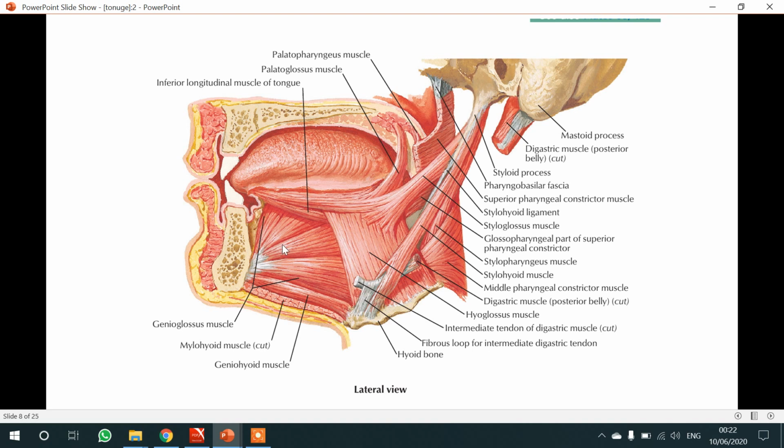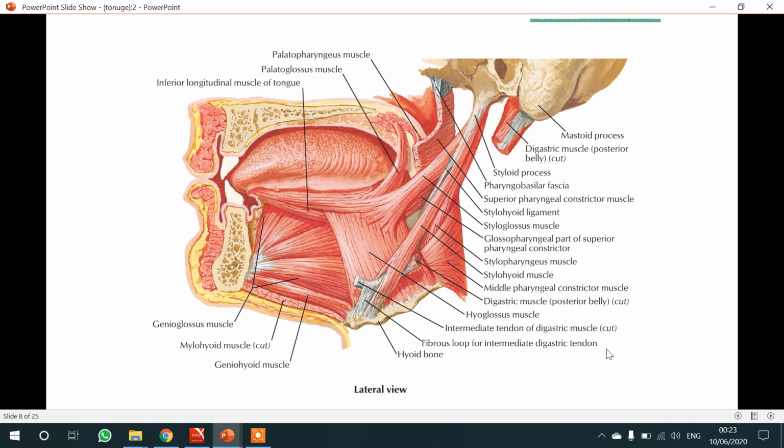So here we have again the genial tubercle, with superior and posterior fibers to the hyoid bone, middle fibers to the dorsum of the tongue, and anterior fibers to the dorsum of the tongue till the tip of the tongue. So posterior fibers are going to pull the hyoid bone anteriorly. As a result, it would help the tongue to protrude out of the mouth. Bilateral action of the middle fibers would depress the tongue, whereas anterior fibers are going to pull the protruded tongue back into the oral cavity.